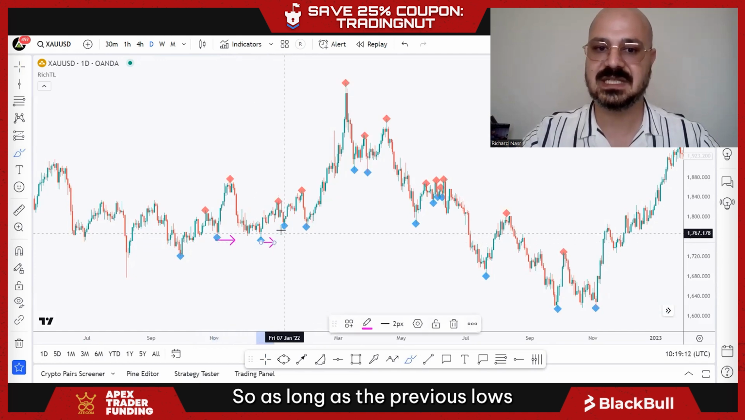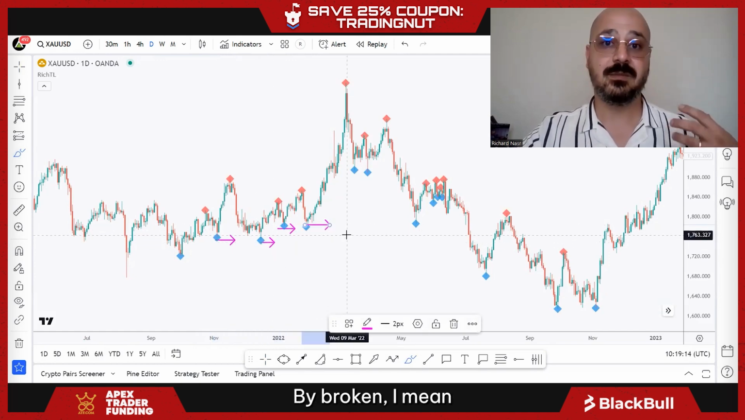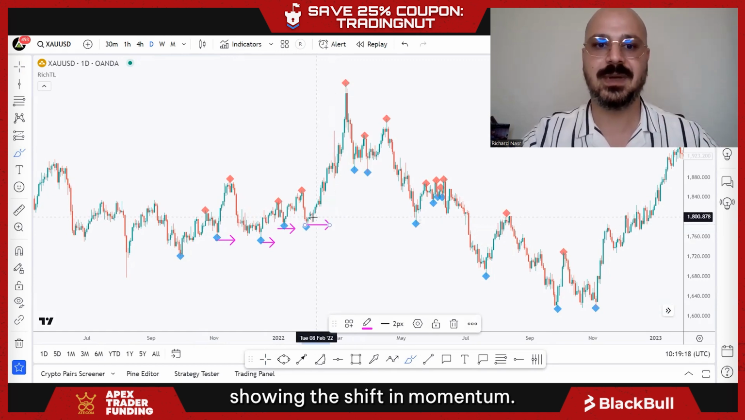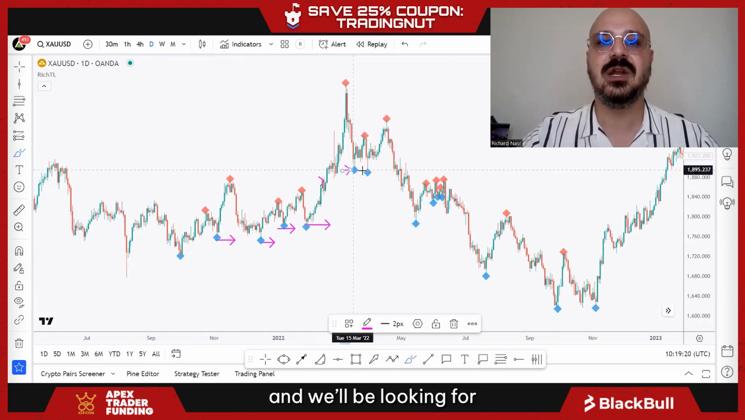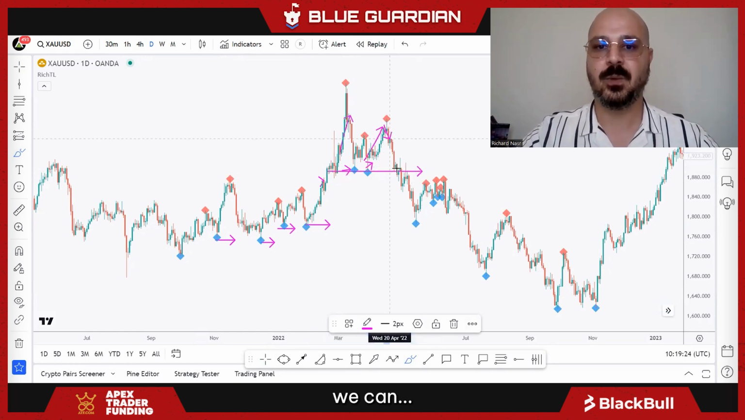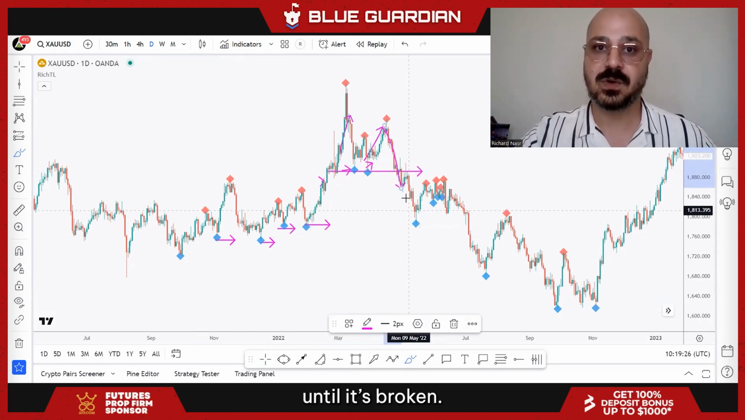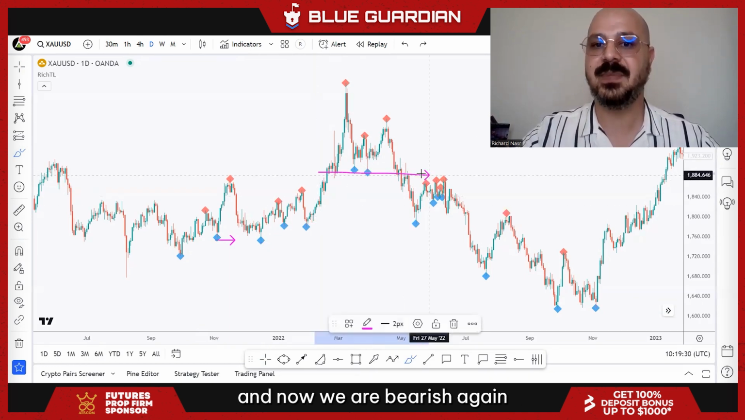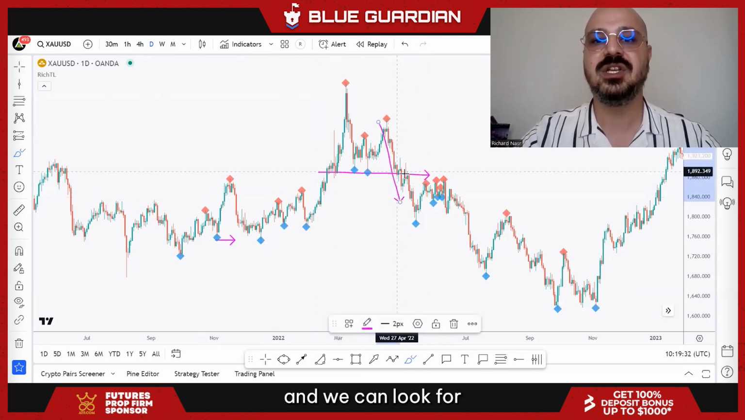So as long as the previous lows haven't been broken, by broken, I mean a candle close below it, a momentum one showing the shift in momentum, we remain bullish and will be looking for longs only. Only once it's broken can we say that we have a shift in momentum again, and now we are bearish again, and we can look for shorts only.